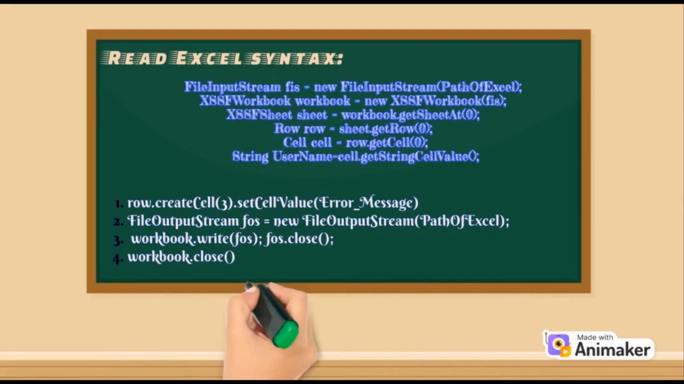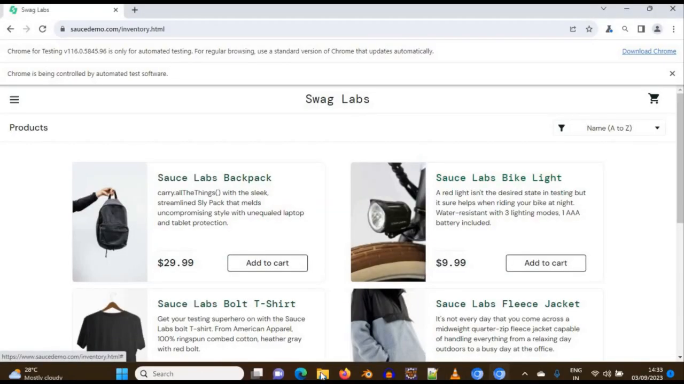So once everything is done, the job is not done. You need to close the file and workbook. So for that you need to use the commands fos.close and workbook.close. Hope you have understood up to now. Let's see a practical example of how exactly all these things are done.